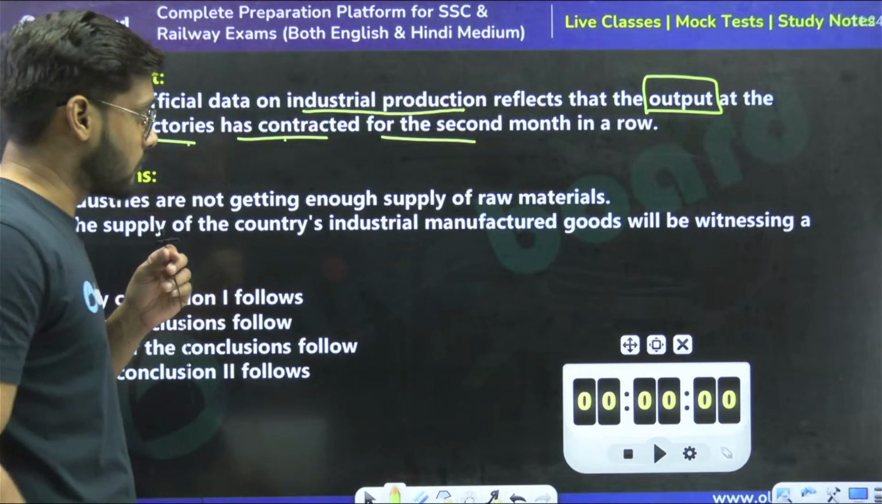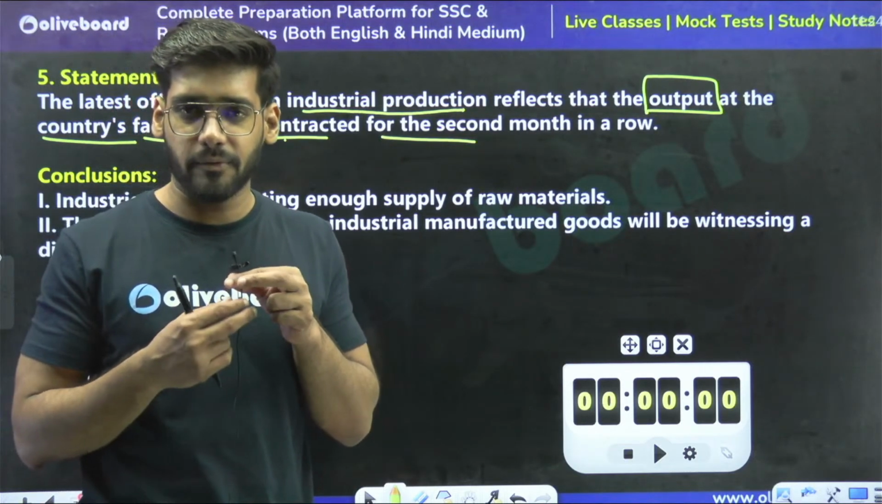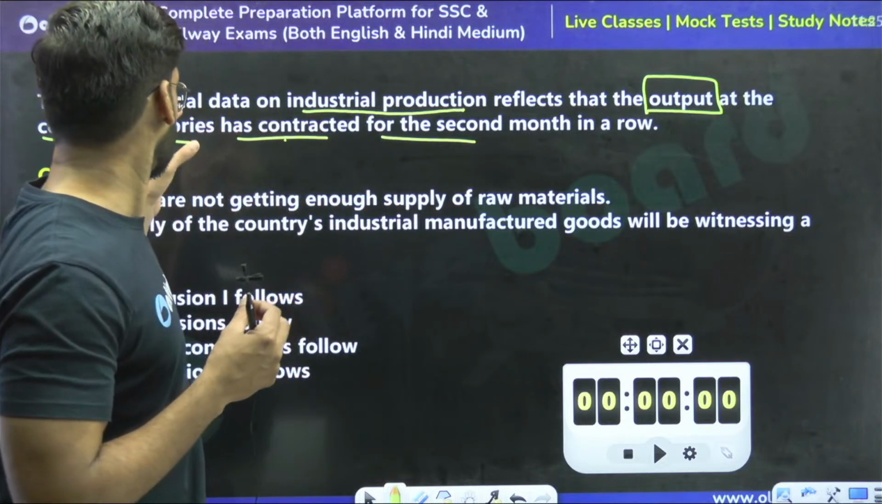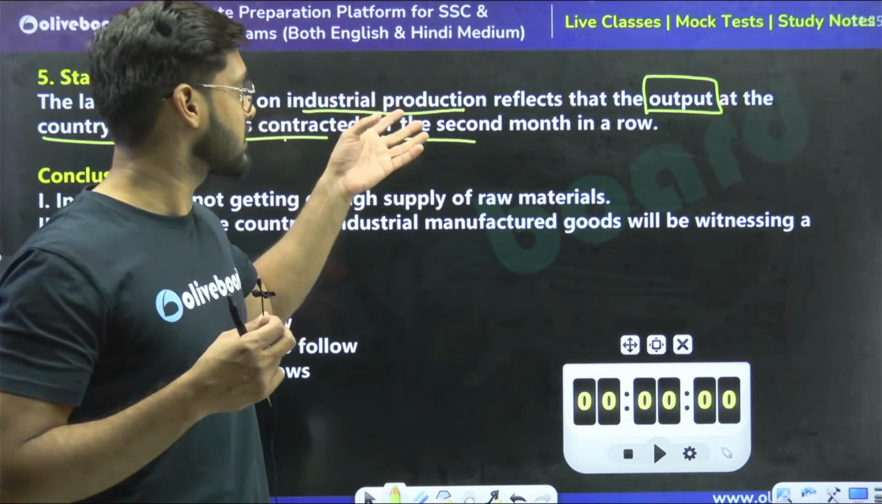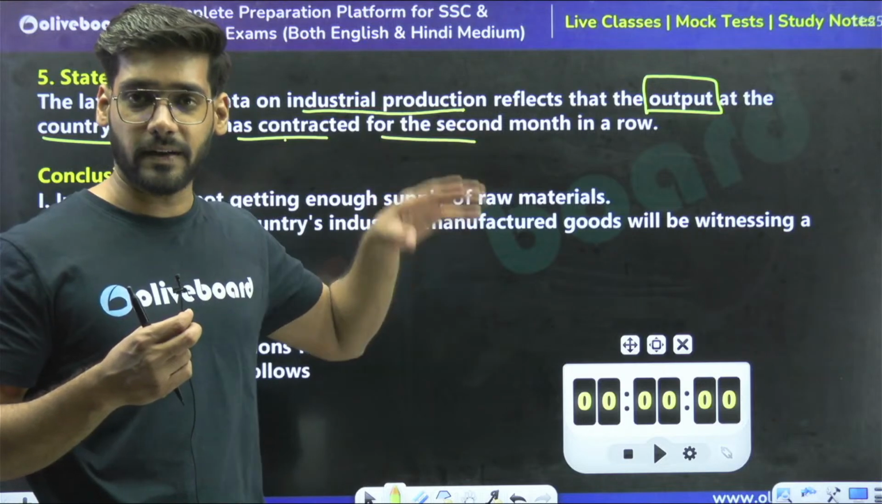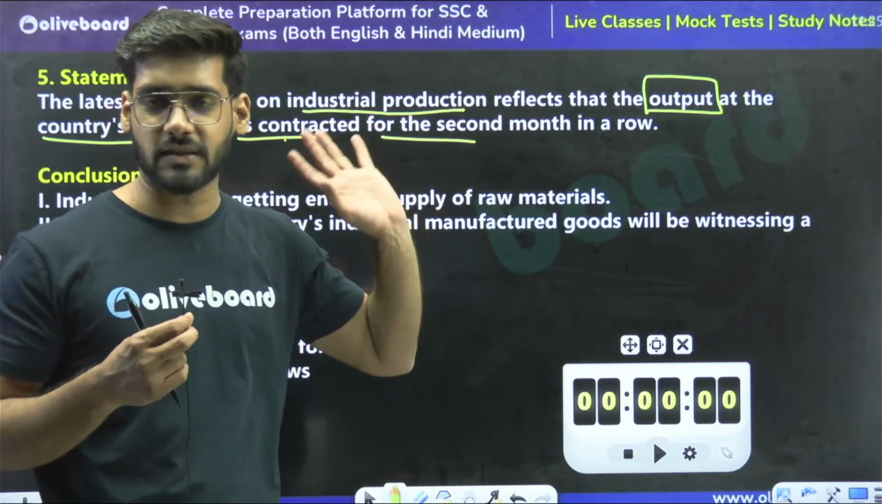Okay, so this is showing us a negative result. The data indicates that industrial production has been showing a downfall, right? This is what this statement is trying to convey.